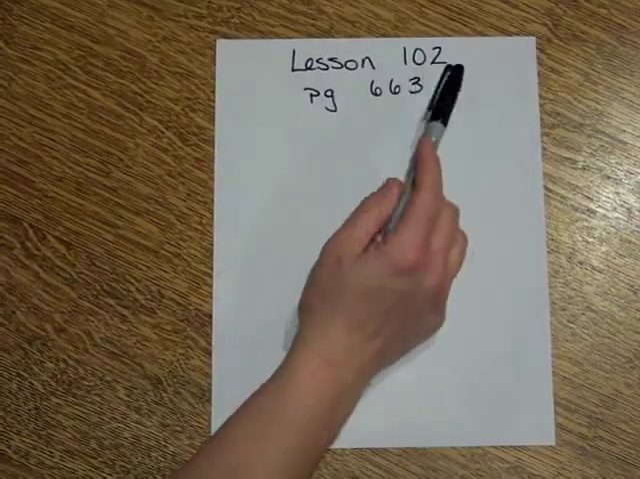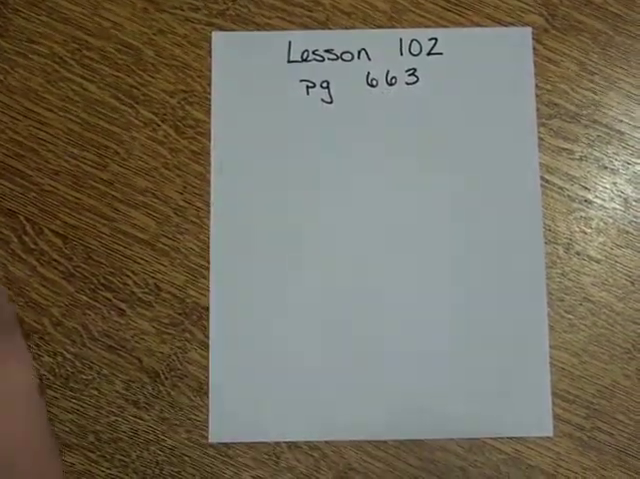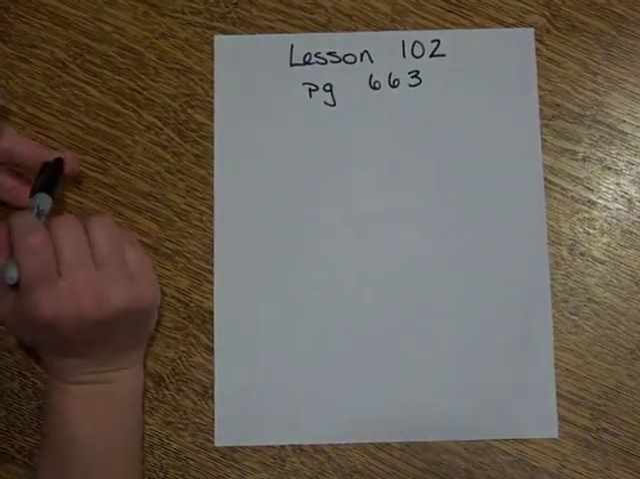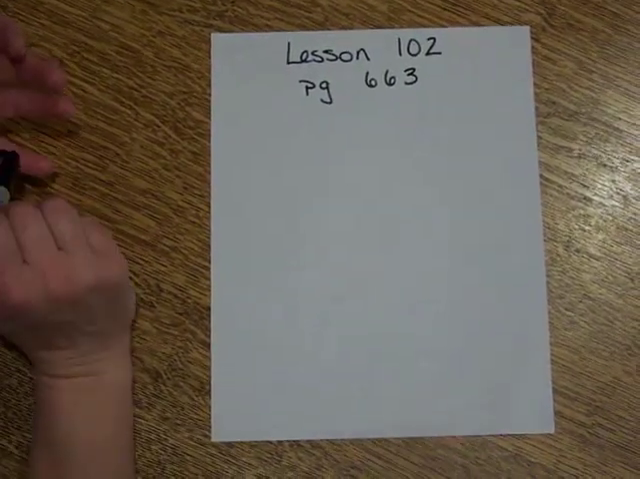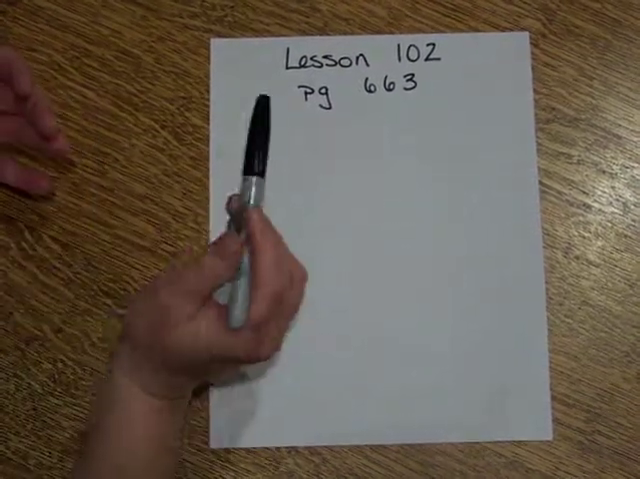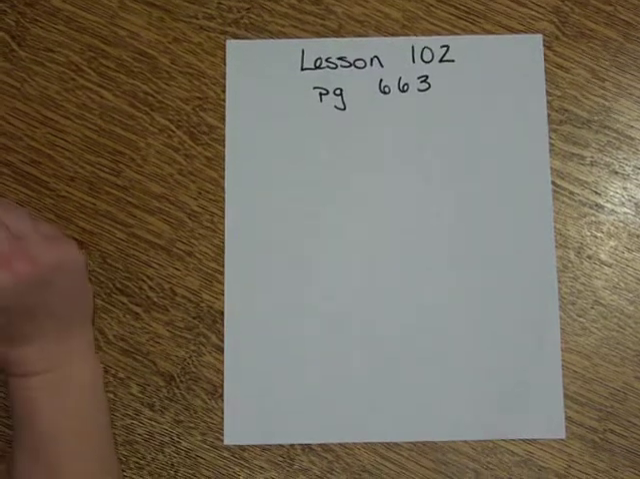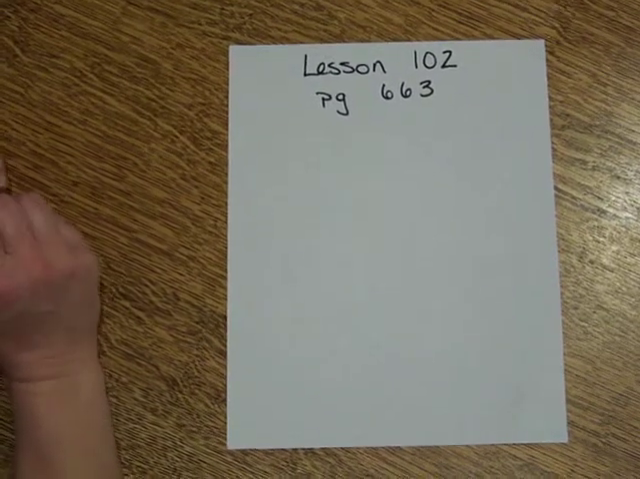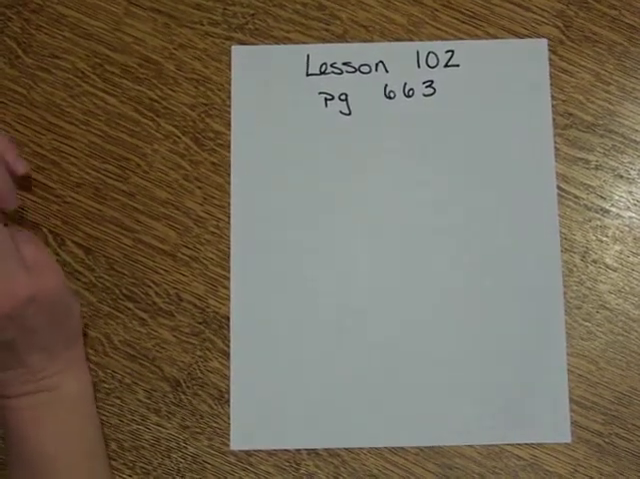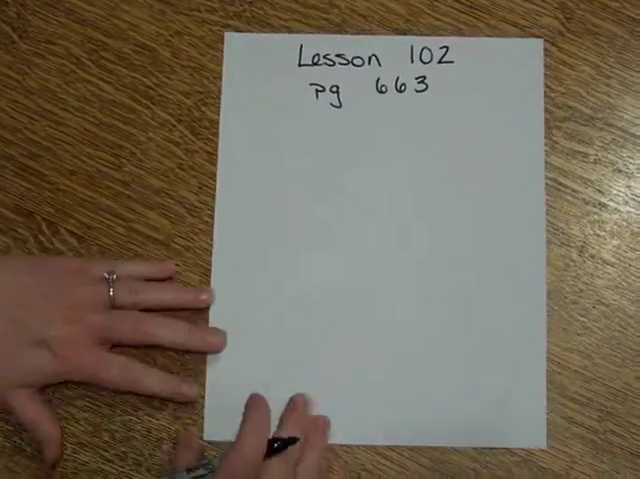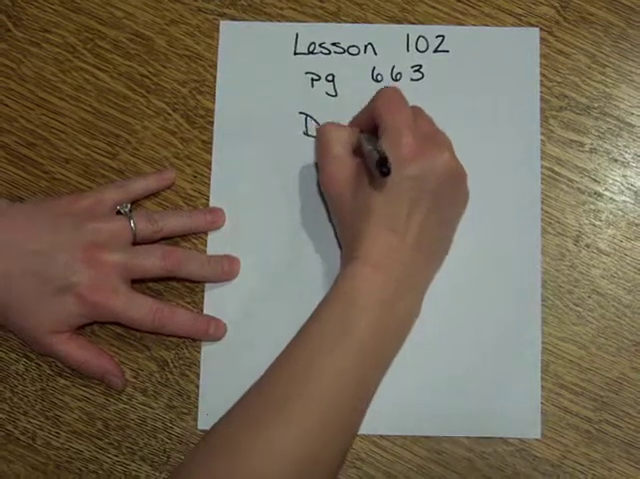But let's look right now at lesson 102 on page 663. We talked yesterday about secants and tangents and that their products, the external to the whole, from the external point to the far point, equaled each other when they had that same external point. Today we're going to be shifting gears and talking about dilations in a coordinate plane.